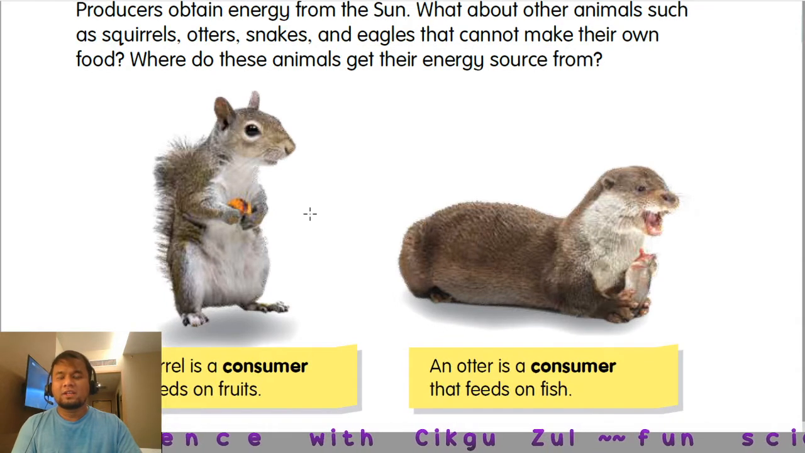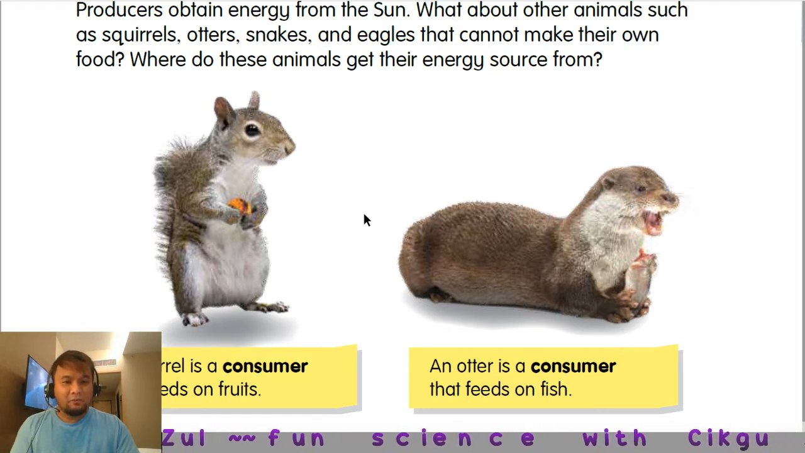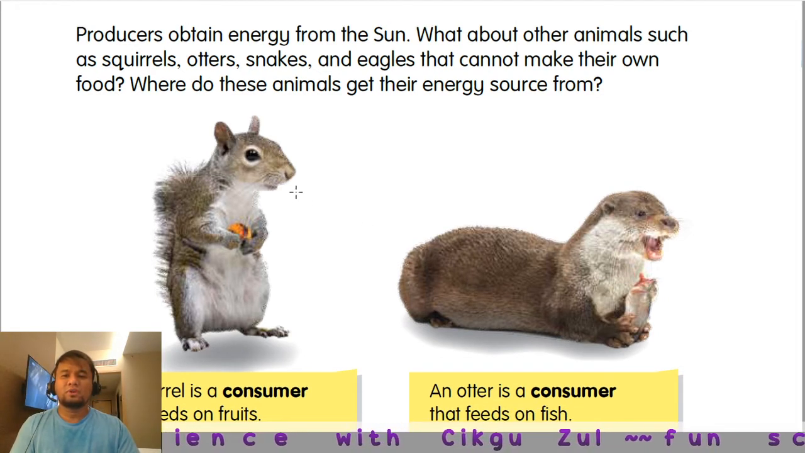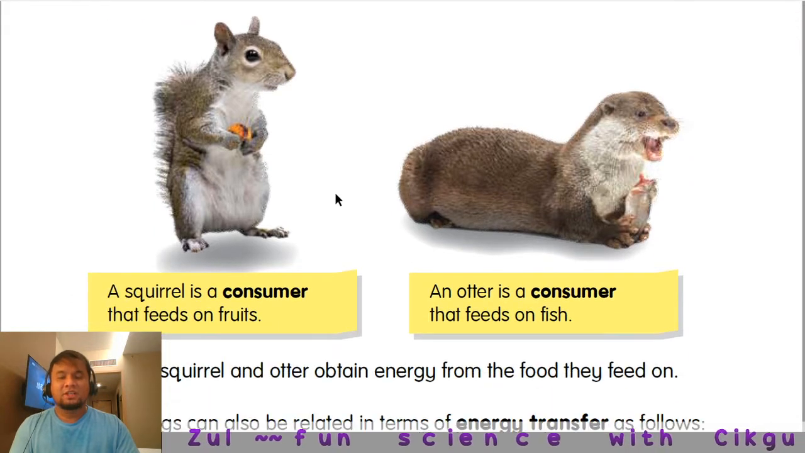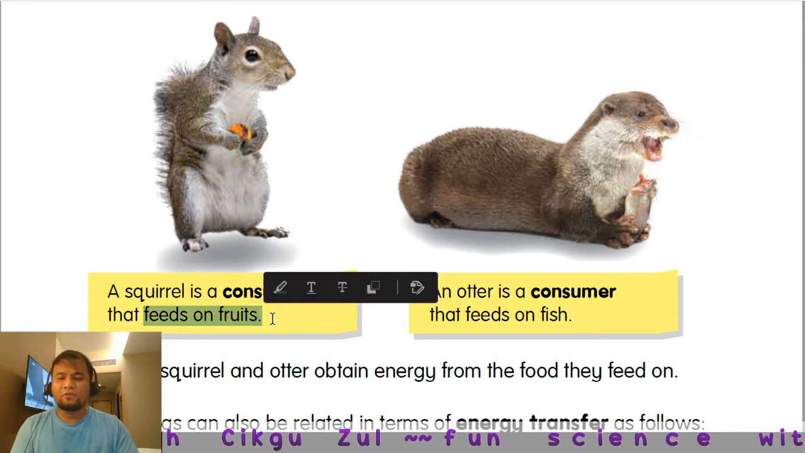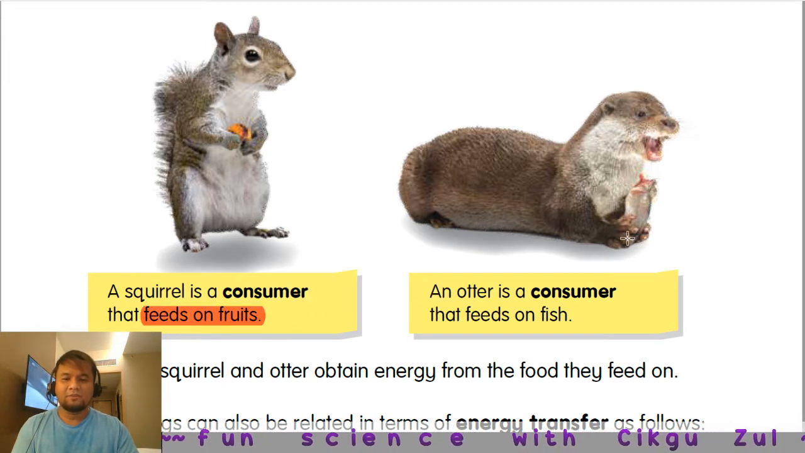So can we identify who are the consumers? Just now we already identified who is the producer, but the consumers are the ones who eat other animals or living things. So the first consumer should be the squirrel, because the squirrel feeds on fruits. Dia makan buah-buahan. Understand? Okay.